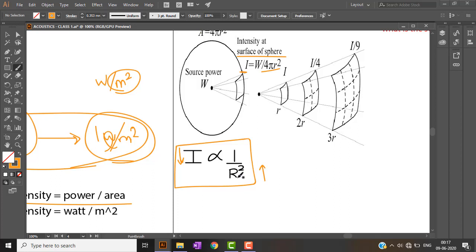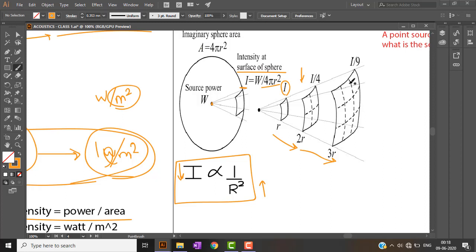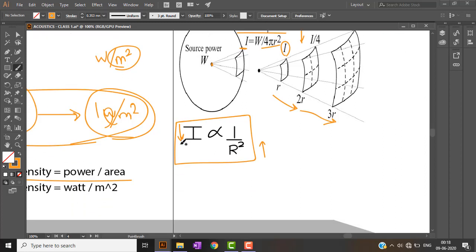Here r is the distance from the point source. Say the intensity is I. If the radius doubles, the intensity value decreases and becomes I by 4. So for 3r it becomes I by 9, because it's a square. So the intensity value decreases when the r value increases, and vice versa.